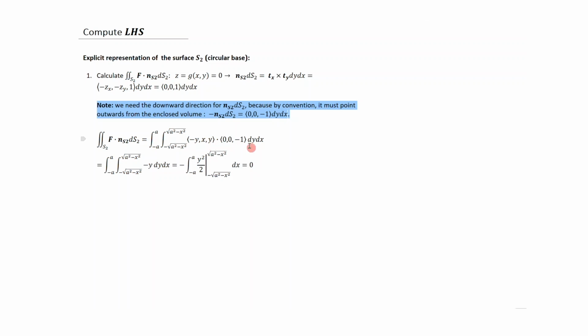And so we compute the dot product to find an expression that's shown here. This is minus y dy dx. And then this integration can be done, first of all, by integrating with respect to the inner integral, and then finally the outer integral. It turns out for this particular calculation, the resultant value is equal to 0.